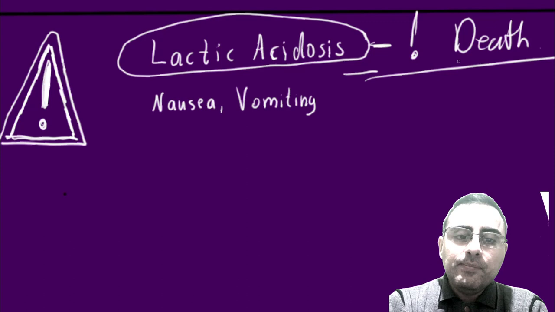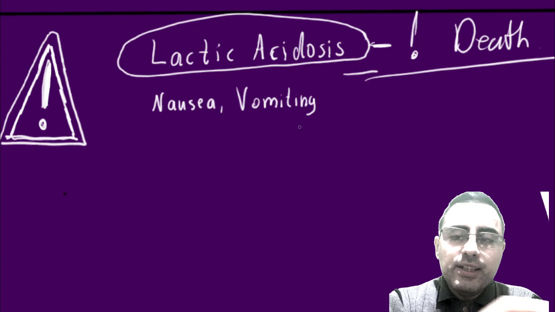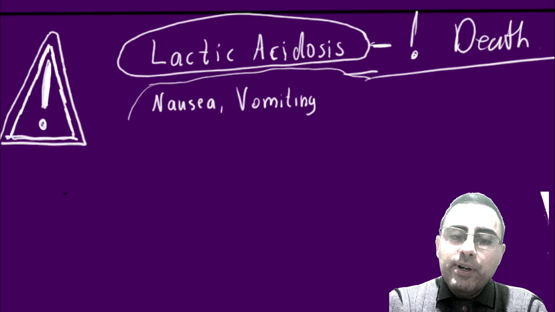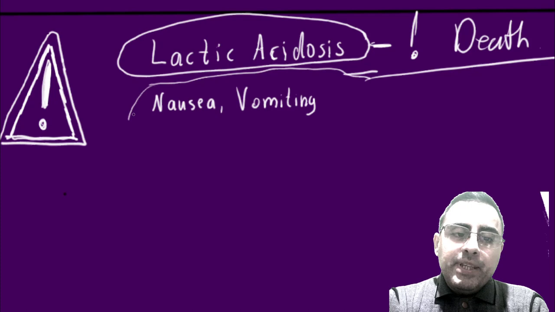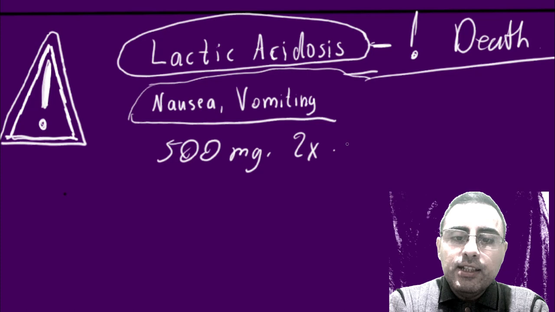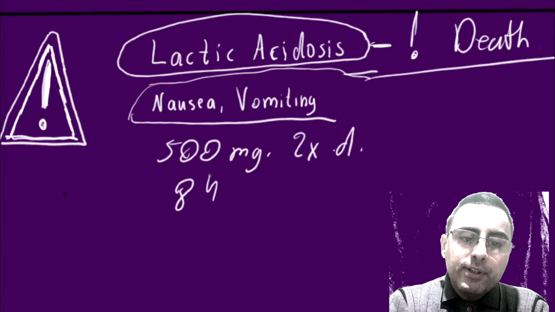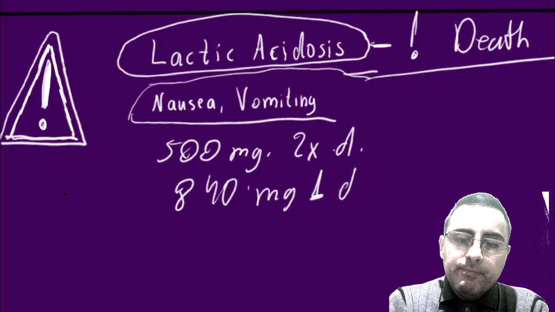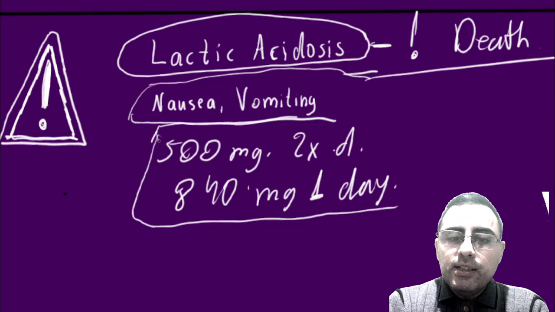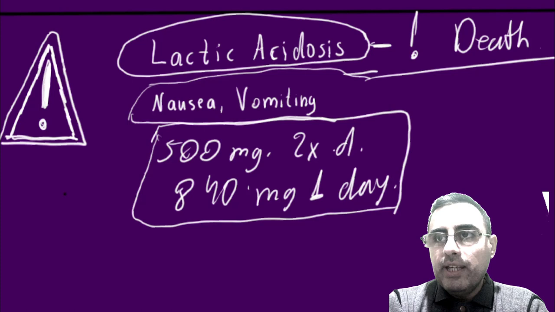In some cases, nausea, vomiting, abdominal discomfort, and such mild symptoms can also occur. These are not serious side effects, and they subside over time, and a person can start with a lower dose of metformin and then increase gradually. A commonly prescribed dose is 500 milligrams twice a day, or 840 milligrams per day. That's a common prescription in mild insulin resistance or mild cases, but it depends on the current condition, and the doctor will make the decision accordingly.